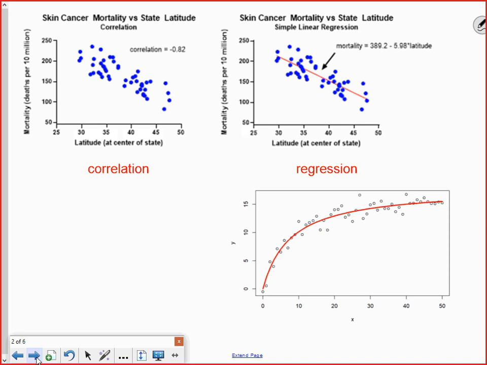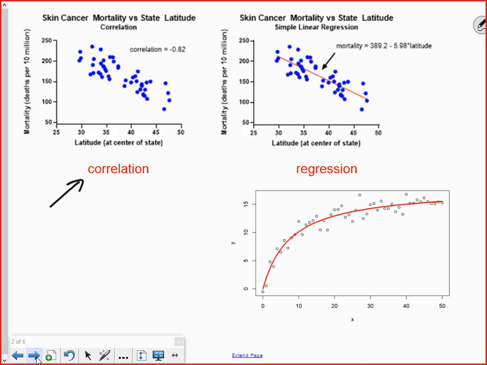So let's just compare what we're doing today with what we did yesterday. Yesterday, we were looking at what we called correlation. We took our data, and in this case, they've got mortality and latitude, and we plotted one variable against the other variable in a scatter plot, and we were checking to see if the data were correlated, if there was a relationship between them. So we just looked to see if there's a trend, and if we looked at this one here, we would say that there is a negative correlation between the two of them, and then we estimated the strength of it using the correlation coefficient. In this case, they give the value of negative 0.82. So this is a reasonably strong negative correlation.